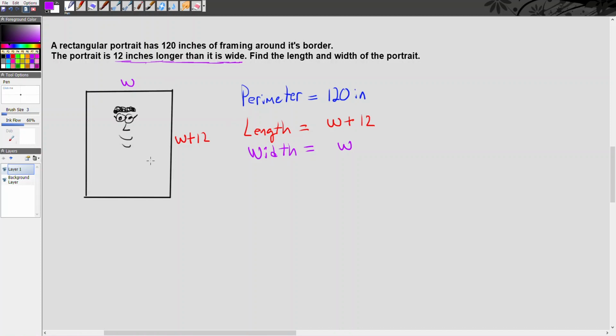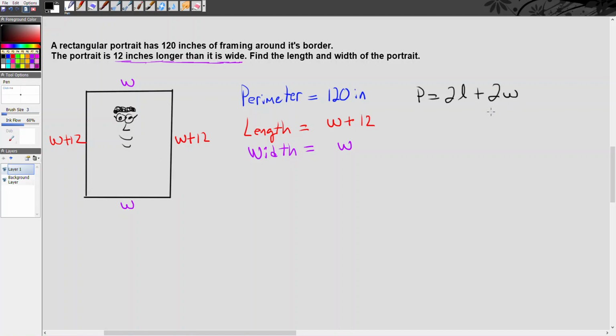So now let's think about how we find the perimeter of an object. We add all the sides together. That's one way to think about it. So if this top side is W, then this bottom side is also W. And if this right side is W plus 12, then this left side is also W plus 12, right? But there's another way to do it, kind of a shorthand way to do perimeter of a rectangle or perimeter of a quadrilateral. And that's to say perimeter equals 2L plus 2W. Why? Well, because you have two sides that are the width and two sides that are the length.